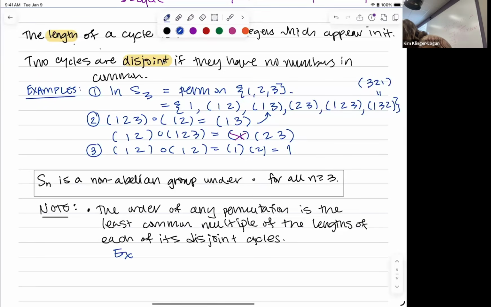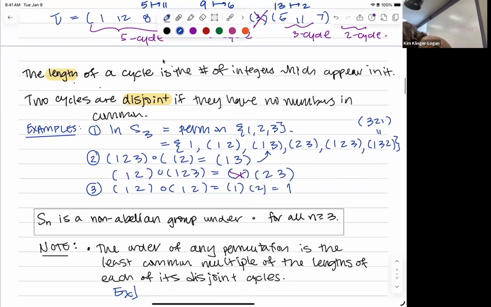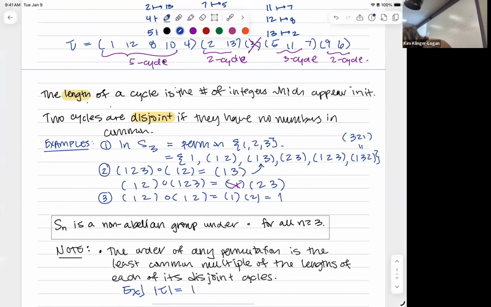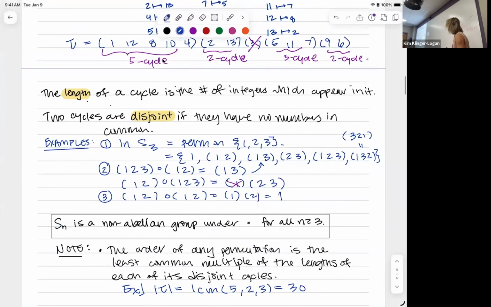So for example, if I look at tau above, and I want to know what is the order of tau, it's going to be the LCM of 5, 2, and 3, which I think is just 30. But stop me if I'm bad at multiplying things. Okay. Great.